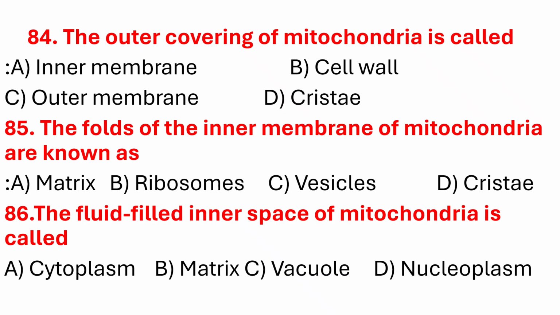The outer covering of mitochondria is called inner membrane, cell wall, outer membrane. Outer membrane. The folds of the inner membrane of mitochondria are known as matrix, ribosomes, vesicles, cristae. Cristae. The fluid-filled inner space of mitochondria is called cytoplasm, matrix, vacuum, nucleoplasm. Matrix.